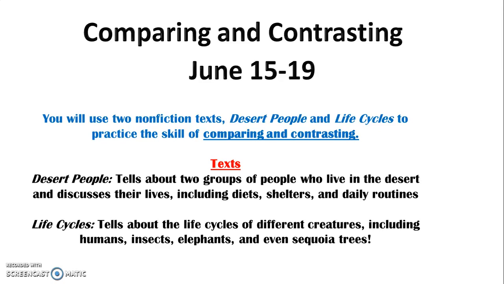Those texts, Desert People, that's about two groups of people who live in the desert, and it discusses their lives, including their diets, their shelters, and their daily routines. Life Cycles tells about the life cycles of different creatures, including humans, insects, elephants, and even sequoia trees.